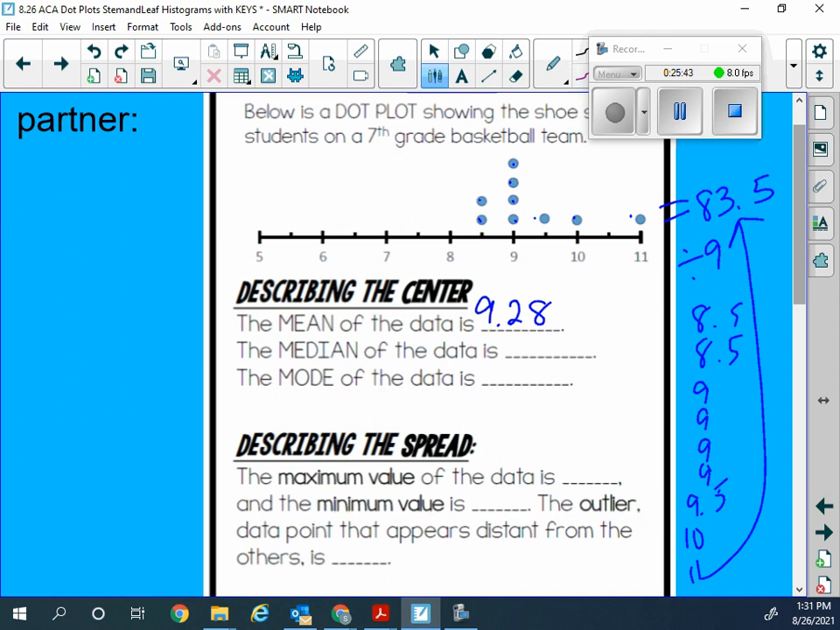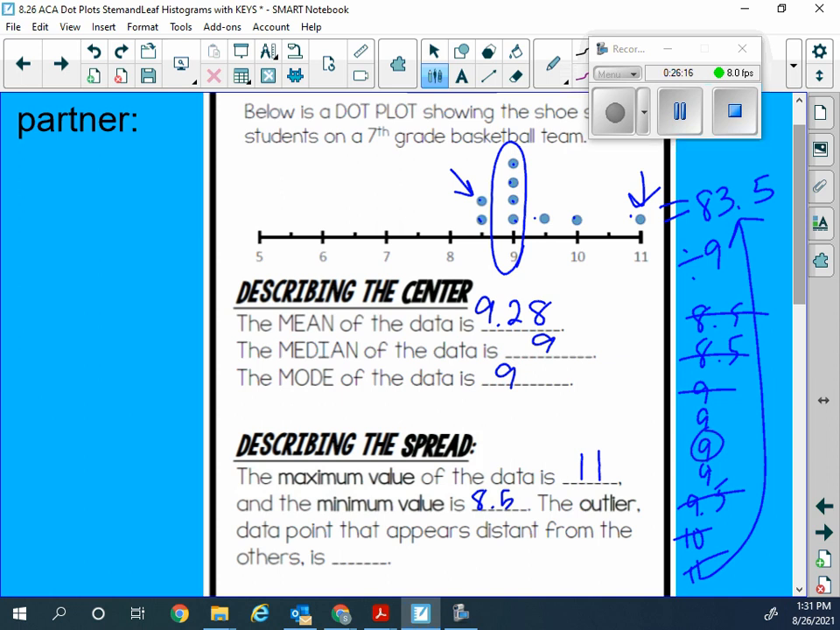Okay? How about the median? Cross, cross, cross, cross, cross, cross. 9. How about the mode? 9. It's right there in the middle there. 9. Okay? The maximum value in the data. It's the highest number. What is it? 11. The lowest number is? There is no data listed at 5. You're talking about where there's a dot. So 8.5 is the lowest one.